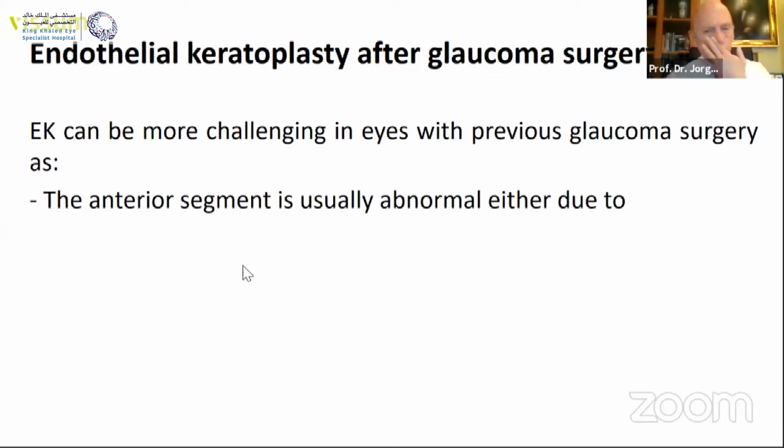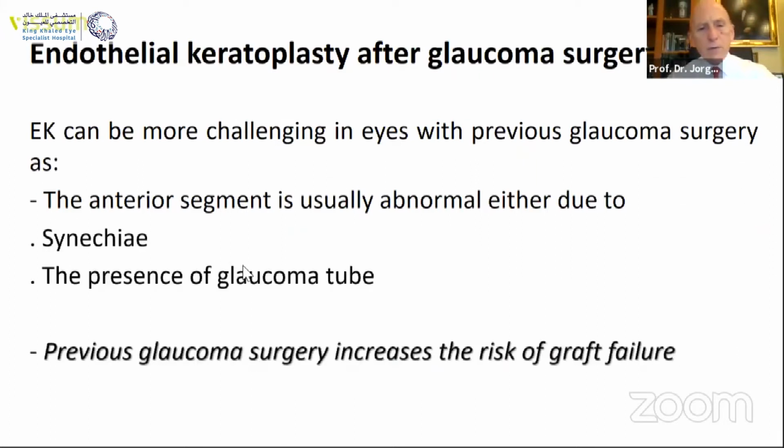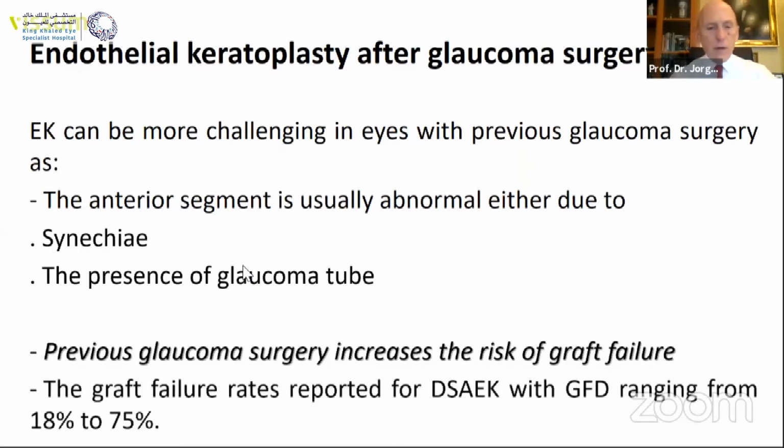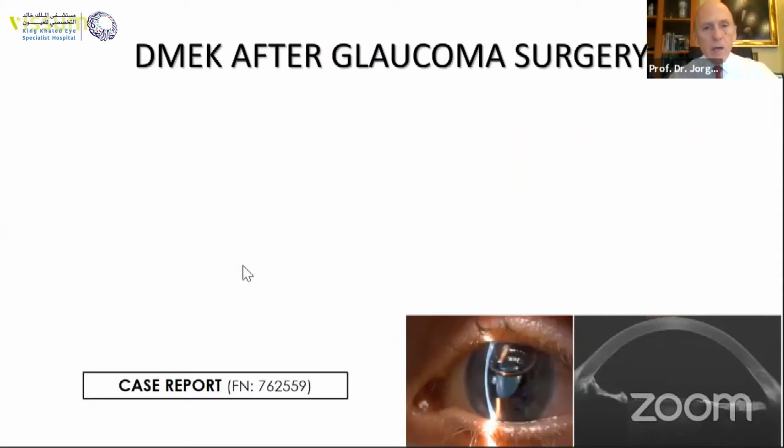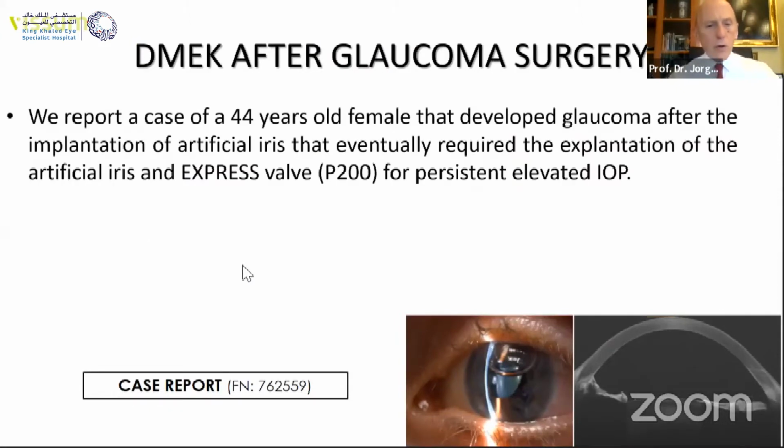The anterior segment is usually abnormal anyway in many cases when glaucoma surgery has been performed. And if you have this problem, you have to solve the problem of the anatomy before implanting the valve. And remember, in these cases, whatever valve you implant, especially if you are using the Ahmed valve or similar, you increase the risk of corneal graft failure. Corneal graft failure following DSEK with these devices has been reported to go from 18 to 75%, which is indeed a huge number. DMEK after glaucoma surgery, as I told you, is possible.